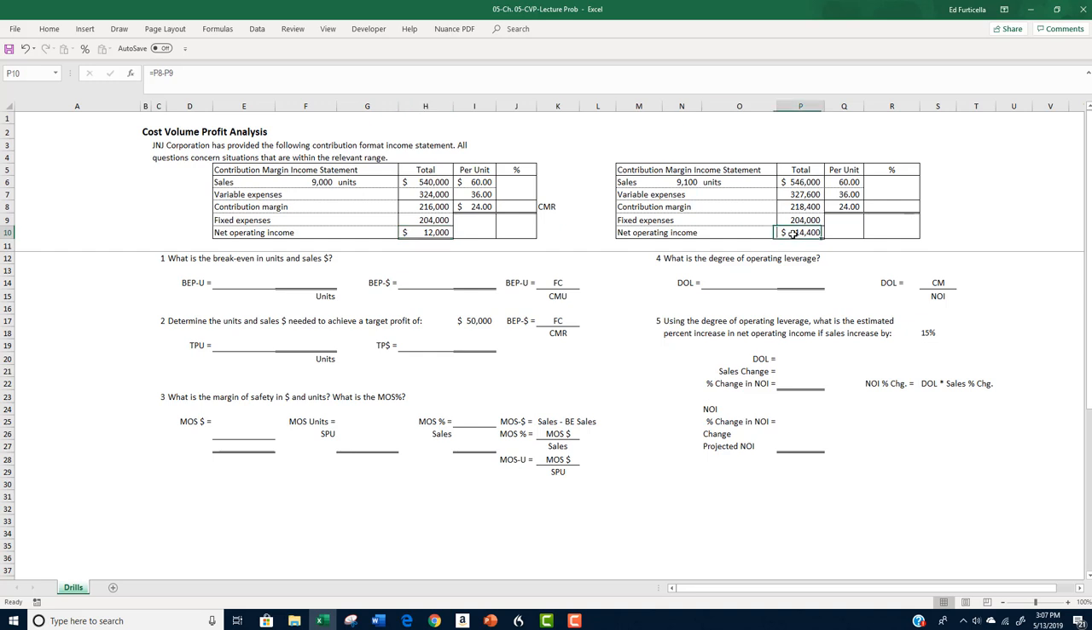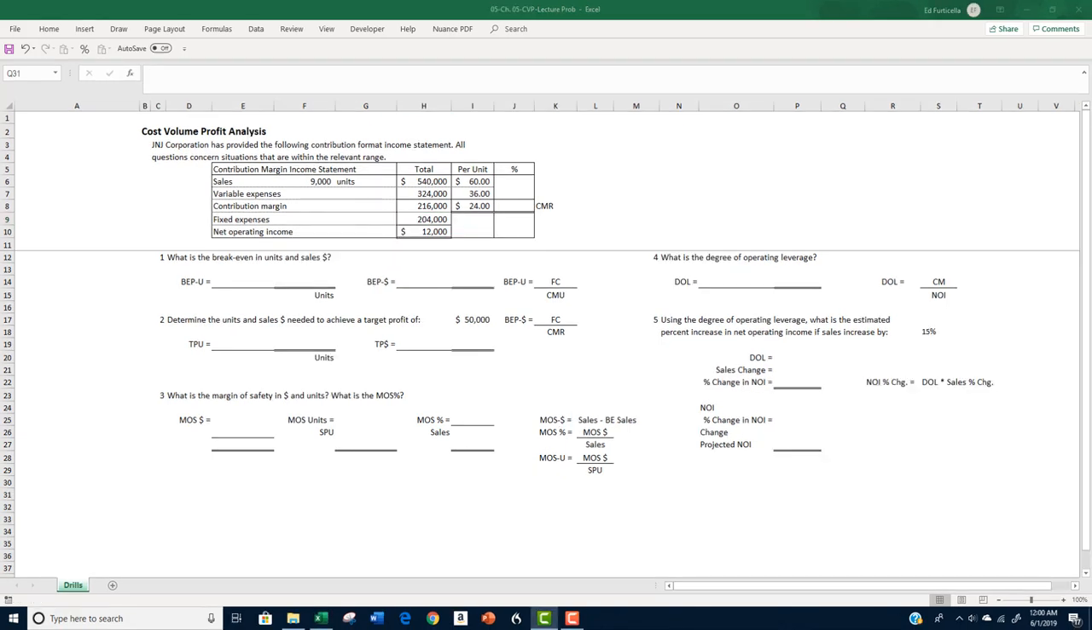The incremental increase or decrease will always equal the change in units times the contribution margin per unit because fixed costs remain the same if we are operating within a relevant range.